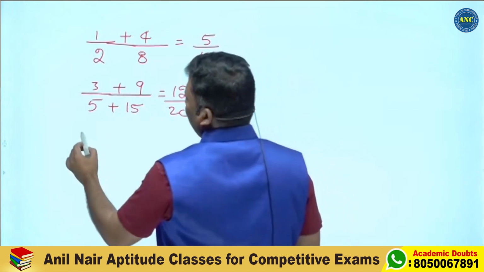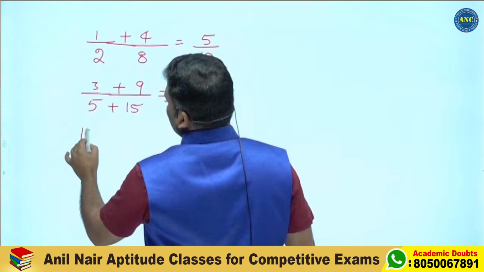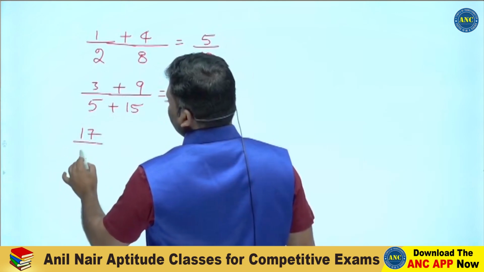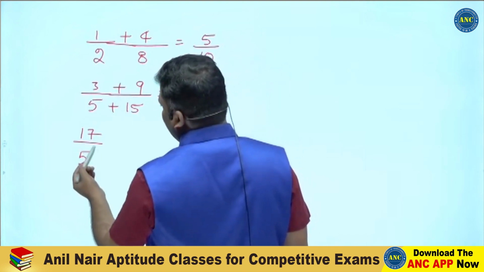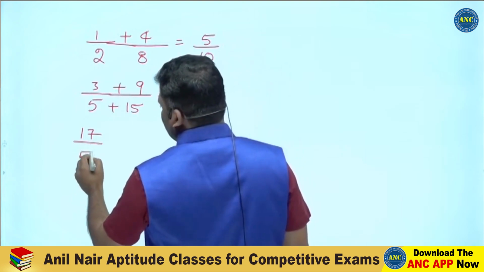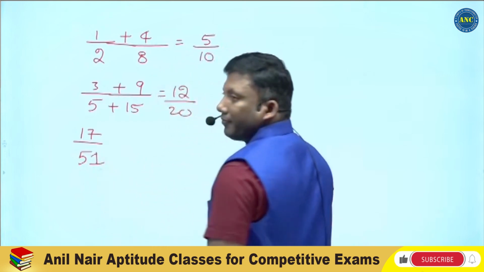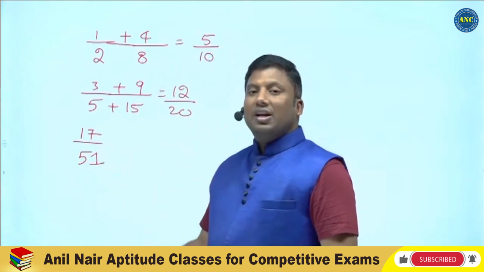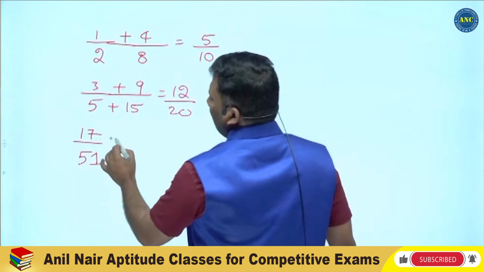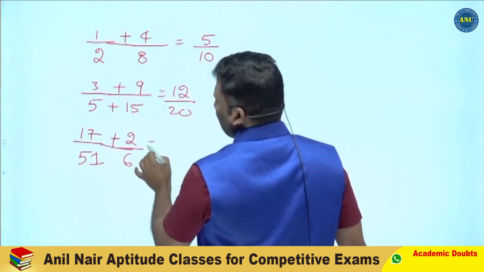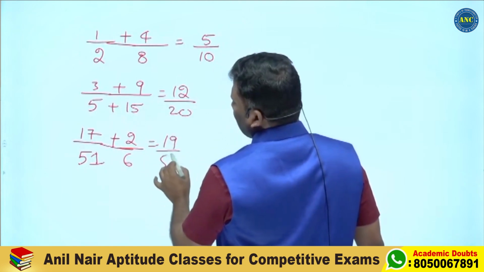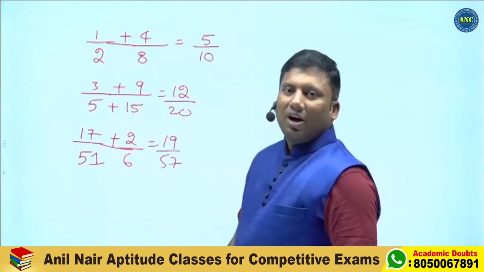Right? Suppose if it is 17 by, for example, let me take 17 by 51. 17 by 51 is 1 by 3. Add the same thing which is of the form 1 by 3. 2 by 6. 19 by 57, which is 1 by 3. Are you all with me?